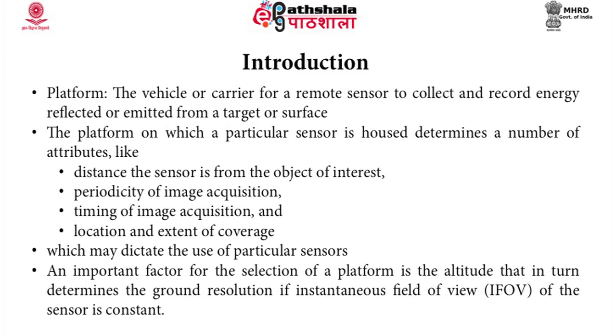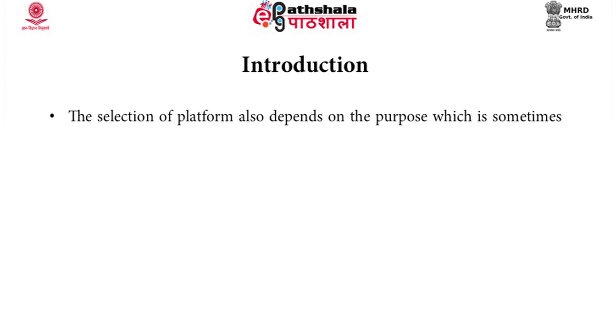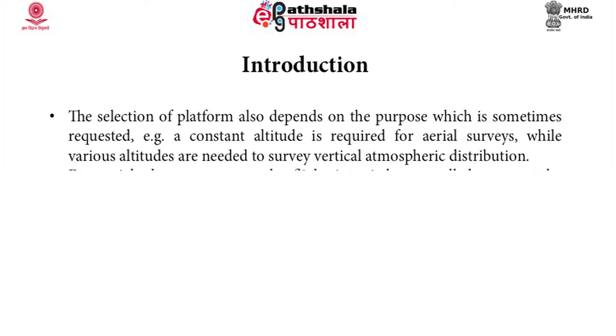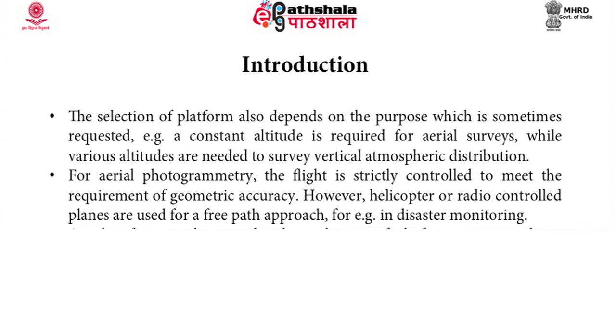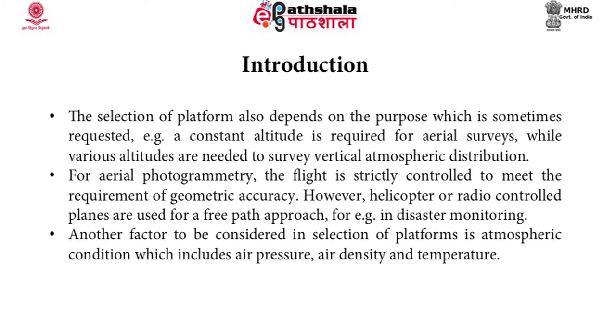The selection of platform also depends on the purpose. For example, a constant altitude is required for aerial surveys, while various altitudes are needed to survey vertical atmospheric distribution. For aerial photogrammetry, the flight is strictly controlled to meet the requirement of geometric accuracy. However, helicopters or radio controlled planes are used for a free path approach, for example in disaster monitoring. Another factor to be considered in selection of platforms is atmospheric condition, which includes air pressure, air density, and air temperature.